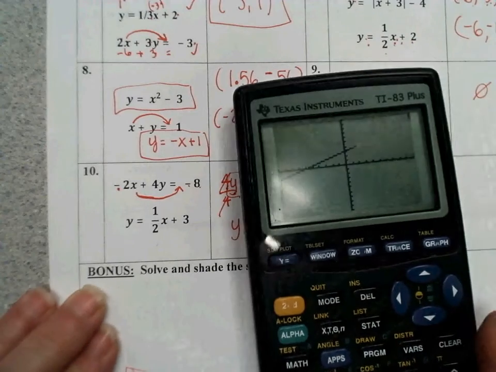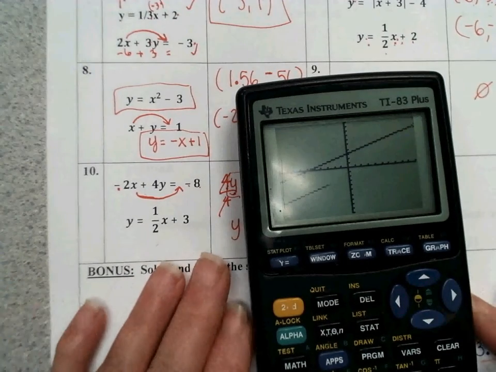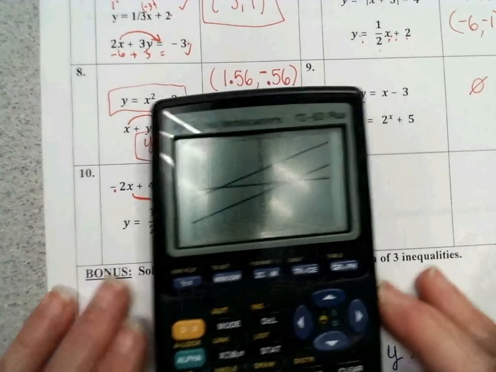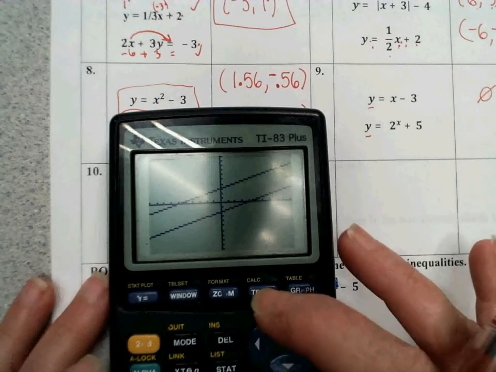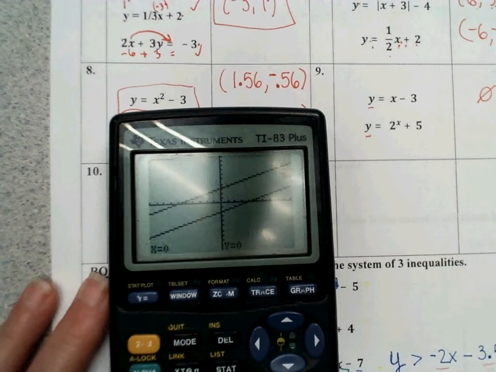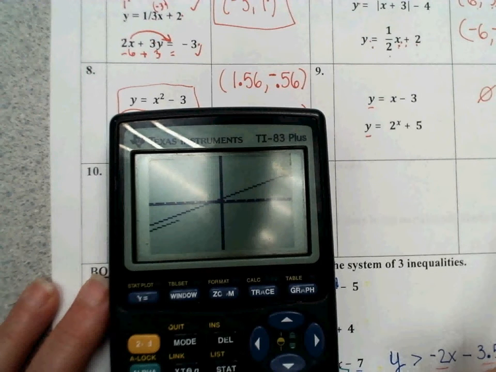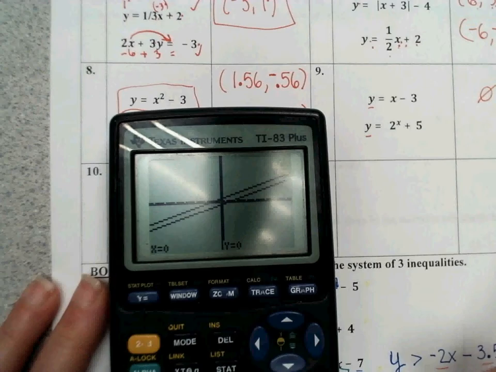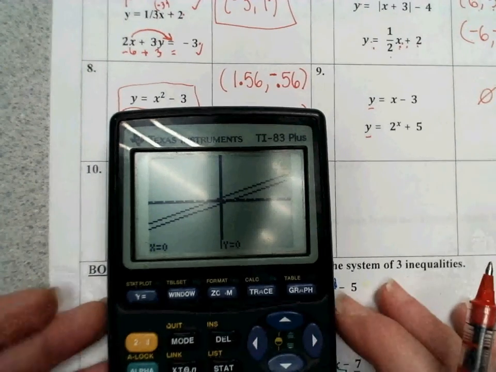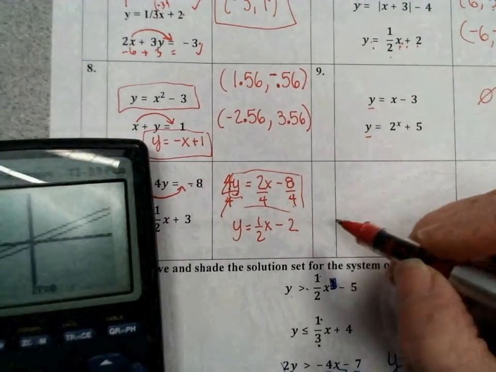And when I look at these graphs, looks like I have parallel lines. And I'm going to go ahead and zoom out just to double check that they don't take any weird turns that I'm not seeing. But you can see that they're still parallel lines. They're never going to cross. So this one is also a no solution.